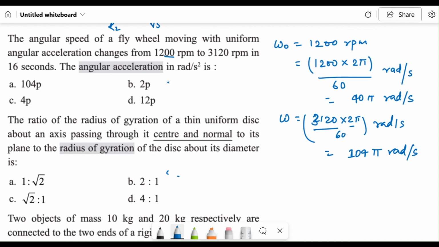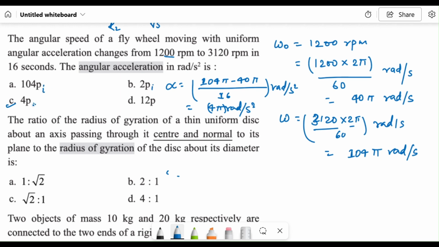Now we can obtain the angular acceleration. This will be 104 pi minus 40 pi, meaning final angular speed minus initial angular speed, divided by time, which is 16 seconds. And this will be in radian per second squared. And you can solve it. It will come to 4 pi radian per second squared. So we can write that the answer is here: 4 pi. Now moving to the next question.